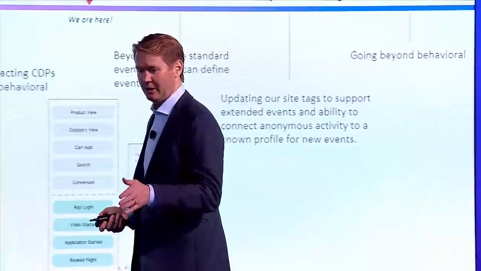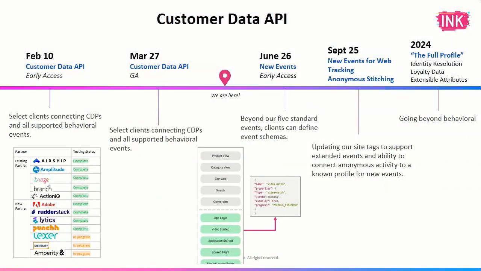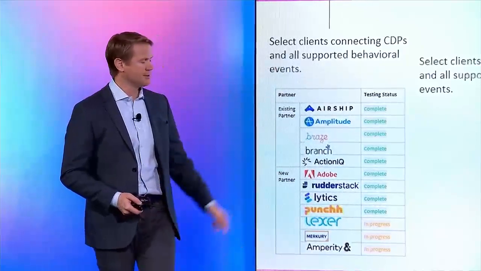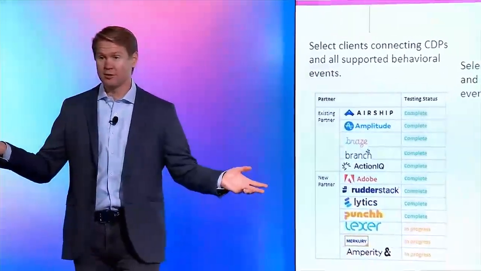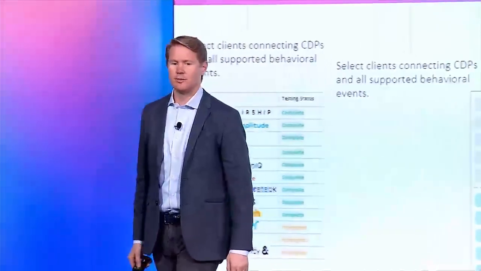We're here in mid-June, and you can see that here's some of the examples of the systems. And some of these are, this slide's a little bit old, these are all complete. So I think except for Amperity, all of these systems have now, through our customers, adopting this, which again, we had the early access in February, GA in March. And you can see on June 26th is when we're going to add the new events. So you can extend the data model and stream us whatever data you want.